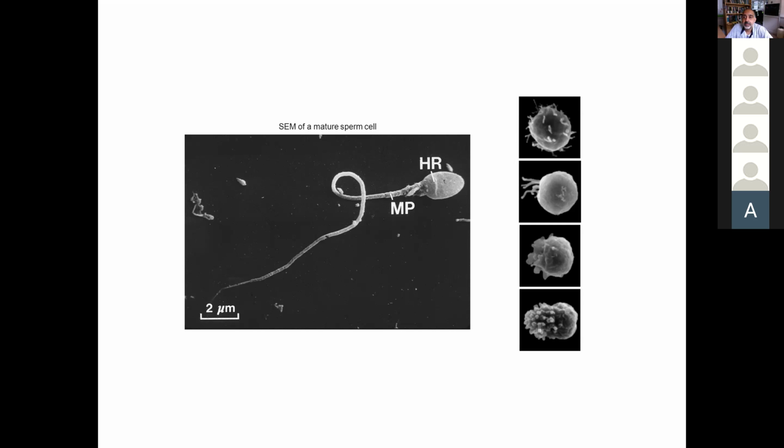Yes. So in general, cell shape is maintained by cytoskeletal elements, but I think sperm doesn't have that many cytoskeletal elements. So how is the shape maintained in these cases?